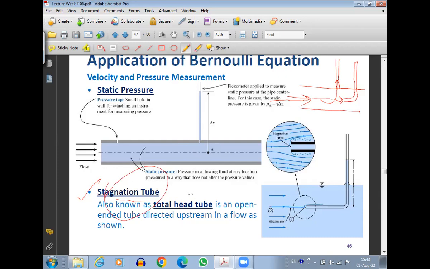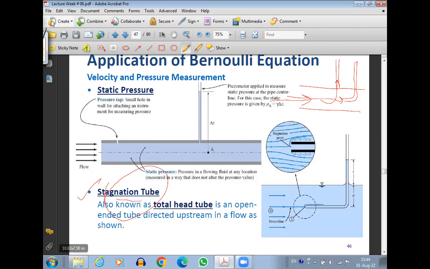Now, the stagnation tube has a specific effect: it reduces the velocity of that specific layer of the fluid from whatever velocity it had to zero. So the velocity will drop down to zero for that specific layer. This is known as a stagnation tube. Now, what we can do is apply the Bernoulli's equation to that specific layer of fluid.